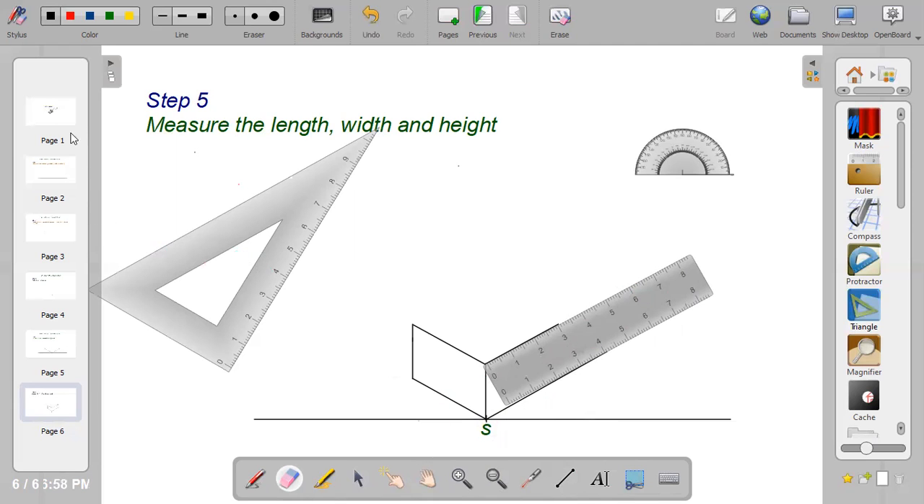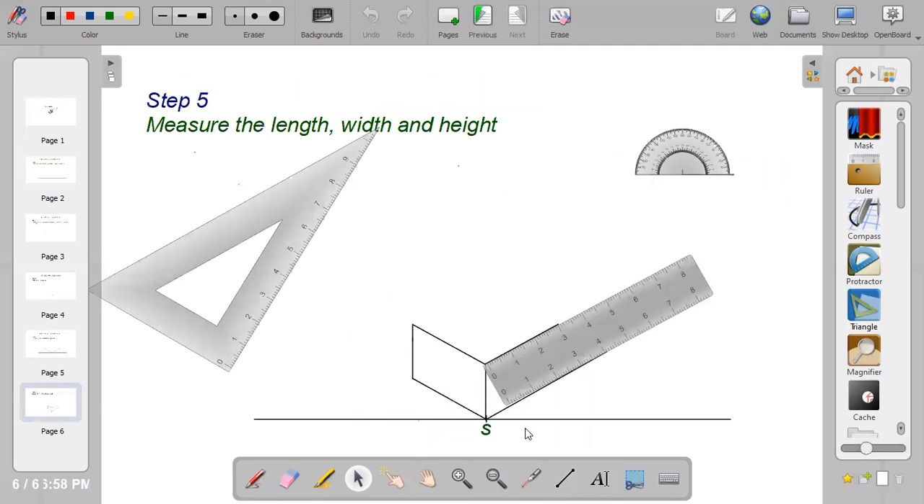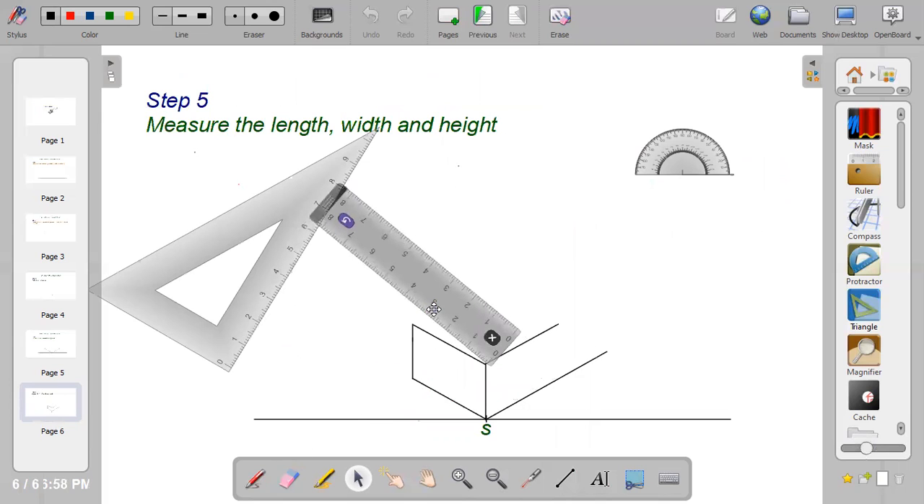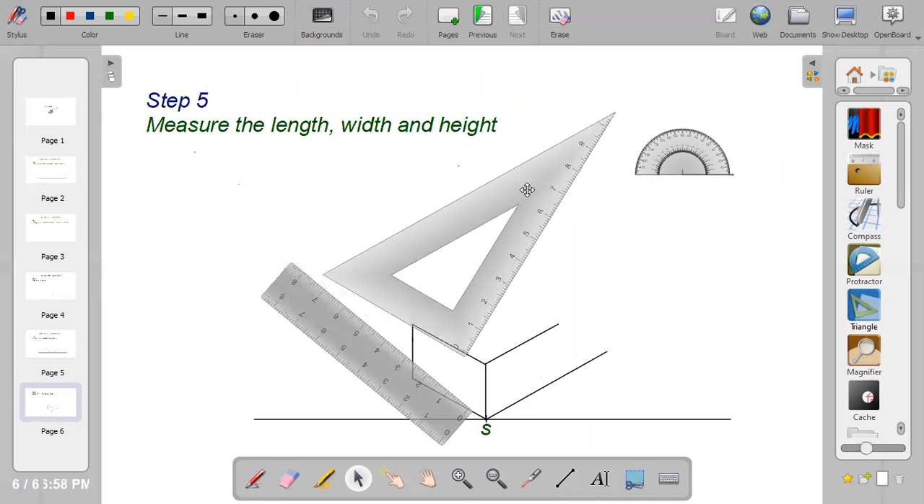The next thing is to also draw this line, which is also 30 mm AF. I've drawn DE. AF is also 30, so I'll repeat using the same procedure. Place your ruler by the side of your set square.